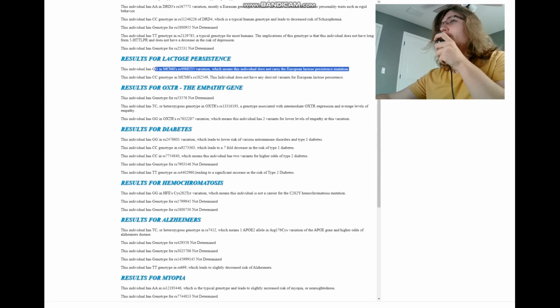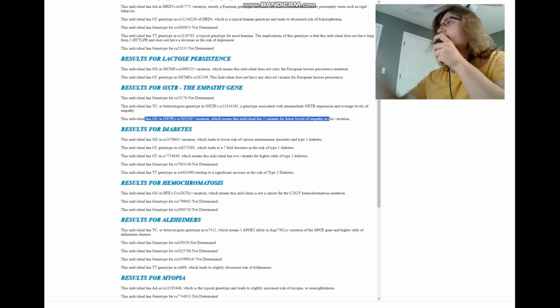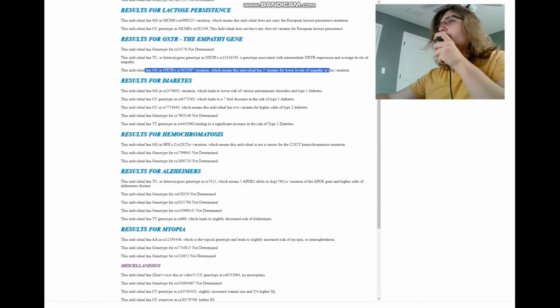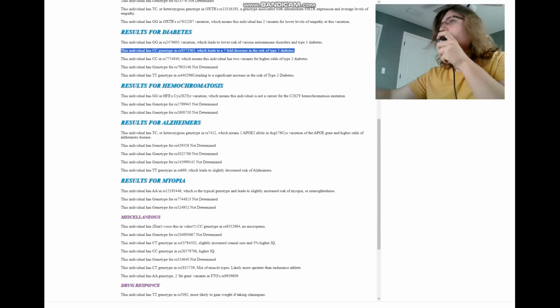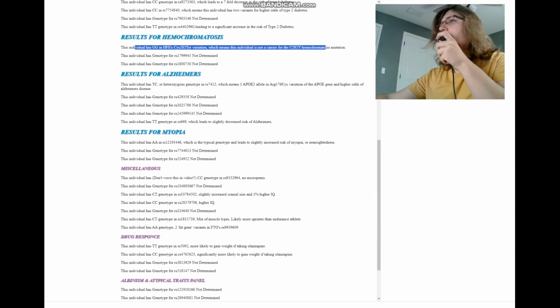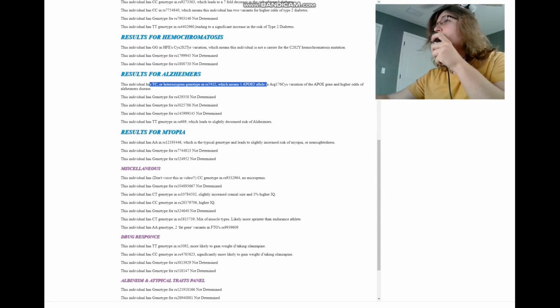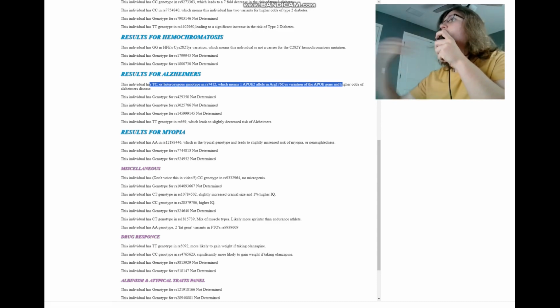For the empathy, TCA here, which means intermediate OXTR expression and average levels of empathy, and GG here, two variants for lower levels of empathy. Interesting genotype here. For diabetes, sevenfold decrease in the risk of type 1 diabetes according to this genotype. And, well, nothing else matters. This is the only real variation here that matters. For hemochromatosis, not a carrier. For Alzheimer's, wow. So he's heterozygous in this variation, which means one APOE allele and higher odds of Alzheimer's in this individual. So this individual does carry the Alzheimer's APOE risk allele.